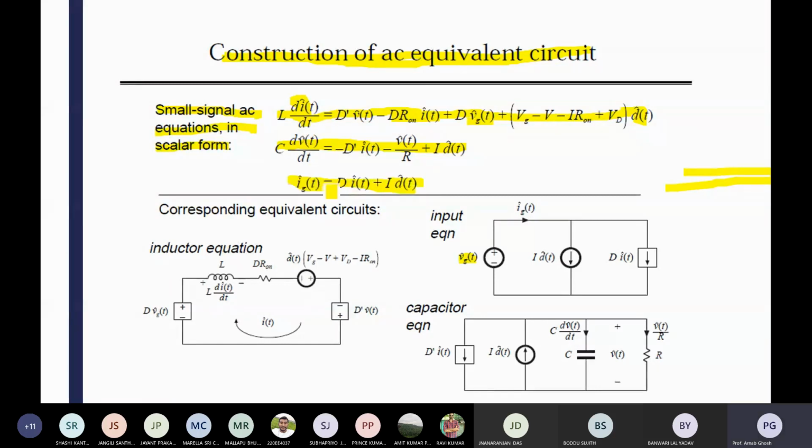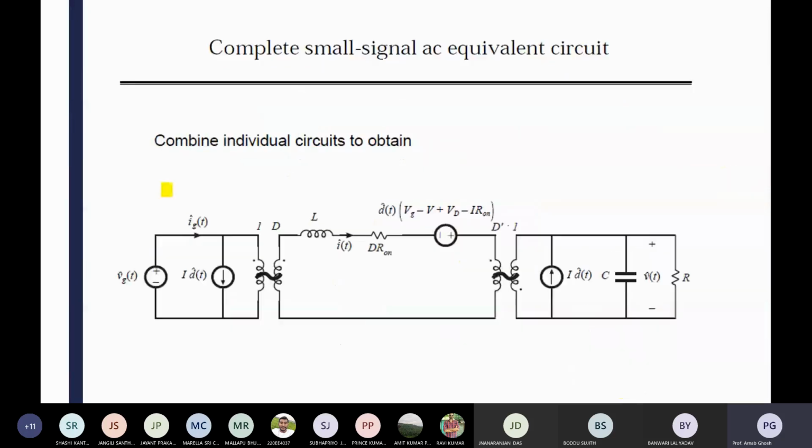Finally, we can go for the corresponding equivalent circuits. From the inductor equation you will get the circuit, which is known to you and already discussed. Then the input equation, also discussed, and the capacitor equation. First the inductor voltage equation, then the input current equation, then the capacitor current equation, with a voltage source and a current source. Finally you can merge them, and after combining you will get the complete circuit, which is shown to us.